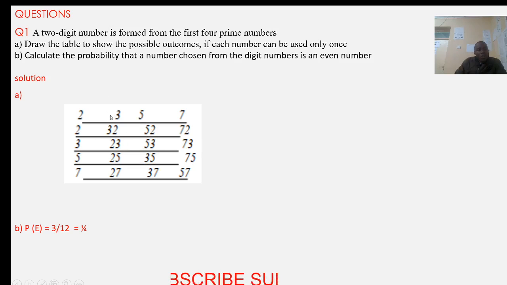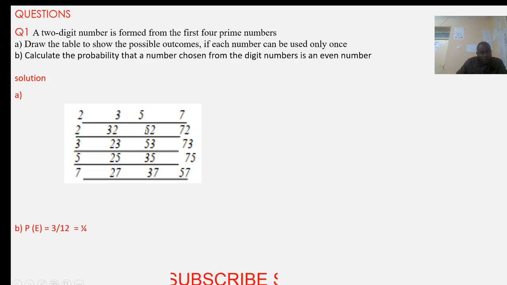And this is what we call a probability space or a sample space. And then we calculate the probability that a number chosen from the digit number is an even number.